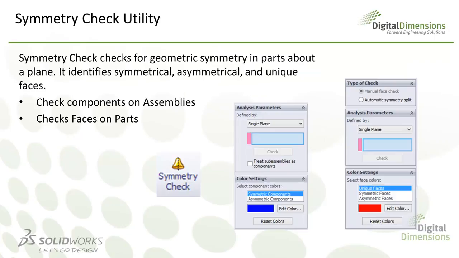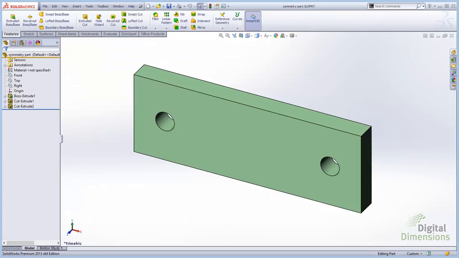The Symmetry Check utility is a really cool tool to figure out if your parts are symmetrical. A lot of times you build these large assemblies where you think it's symmetrical, but it really isn't, and you won't find that until later on down the line that you missed a part or missed a component. First we'll take a look at it in SOLIDWORKS on the part level.